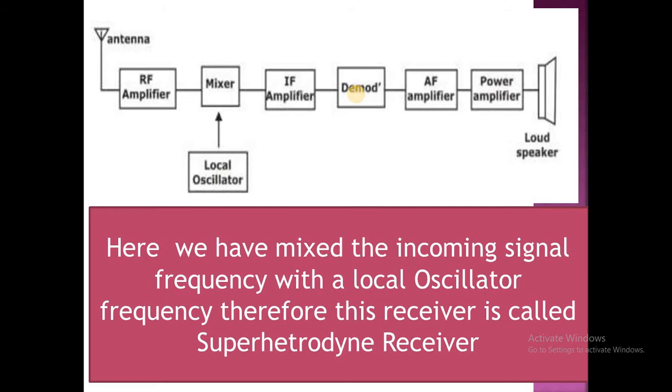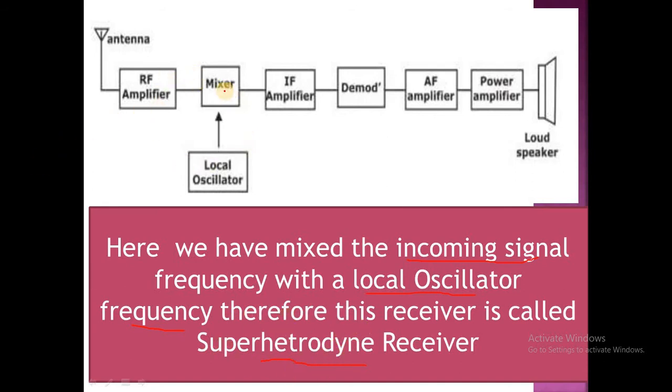And next type of radio receiver is the super heterodyne receiver. Here heterodyne means mixing. What are we mixing? We are mixing the incoming signal frequency with the local oscillator frequency. So therefore it is called the super heterodyne receiver.